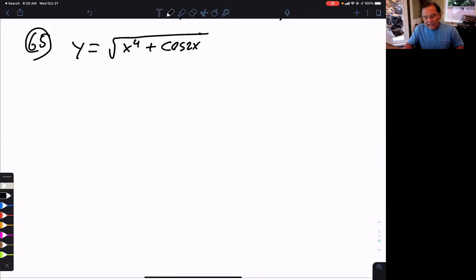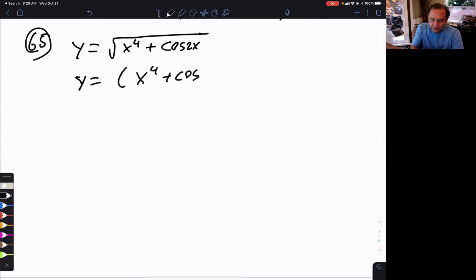So number 65 is asking for the derivative of this function. Now, square roots are pretty, but it's nicer writing it as fractional exponents. It's easier to deal with derivatives. I know the top one's prettier, but we're going to do this.